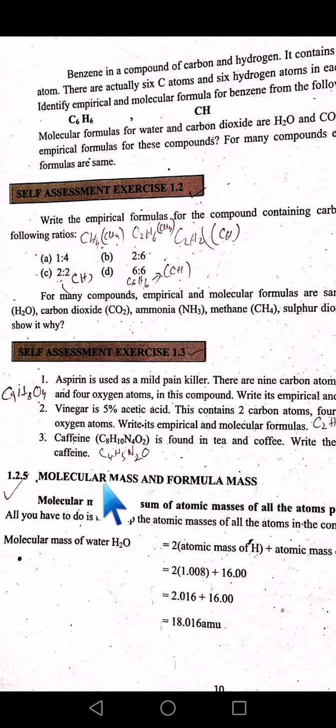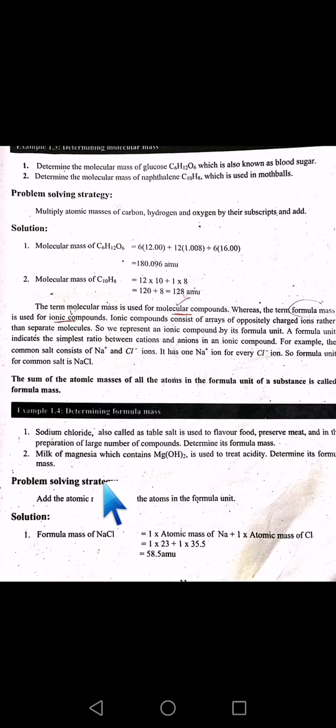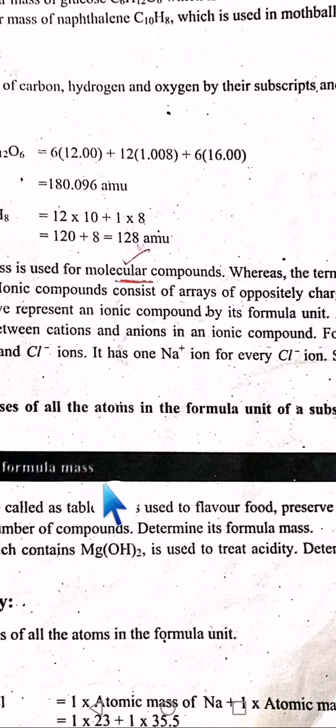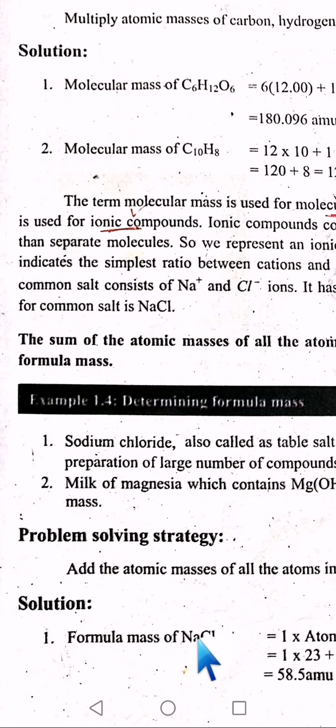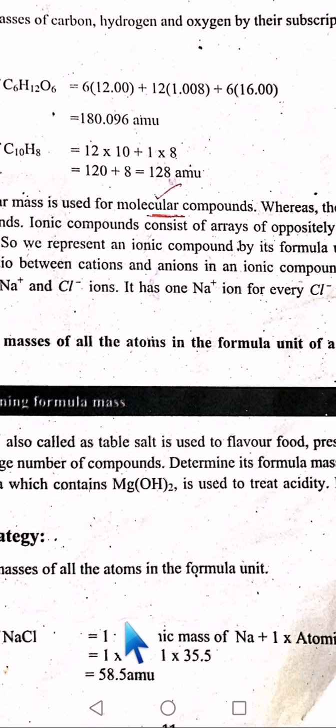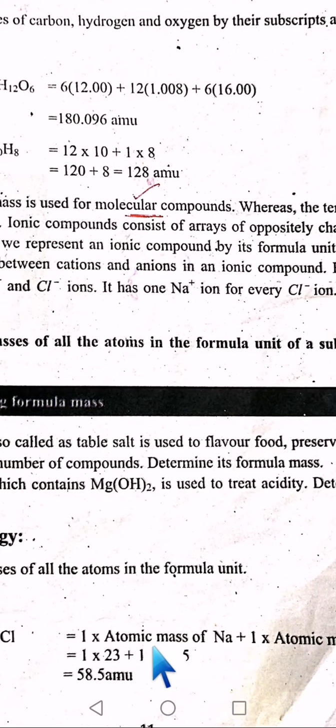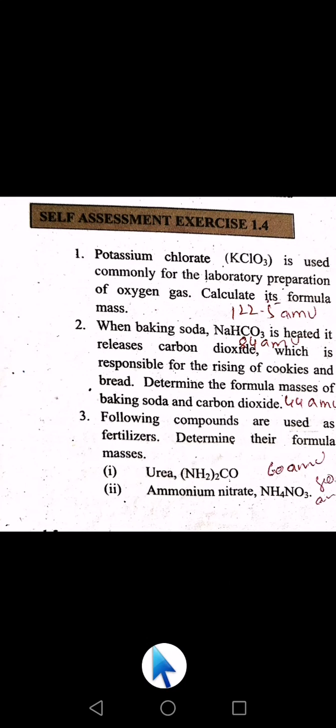Then, as you can see on the next page, this is given here. The formula mass of NaCl: the atomic mass of sodium is 23, and for chlorine it is 35.5, and the total adds up to 58.5 AMU, which is the formula mass for sodium chloride. Then you have to attempt the self assessment exercise 1.4. It is very simple. You have to add up all the atomic masses and find the formula mass or molecular mass of the given compound as per the question.